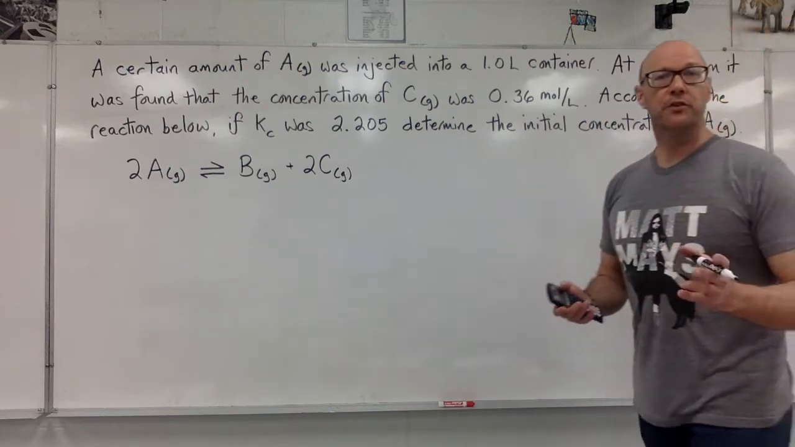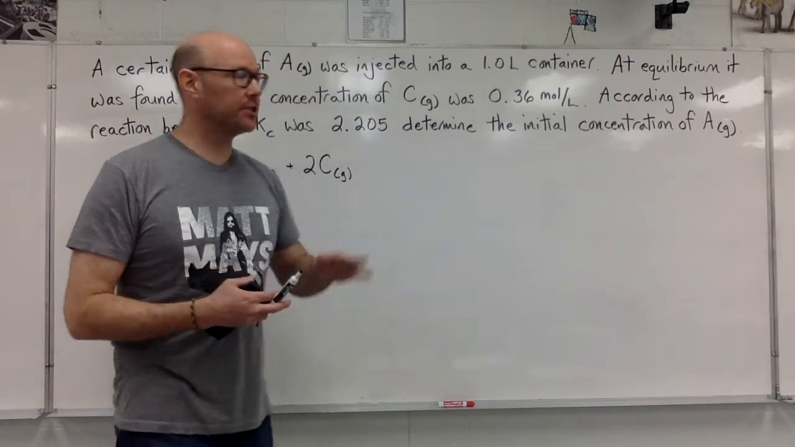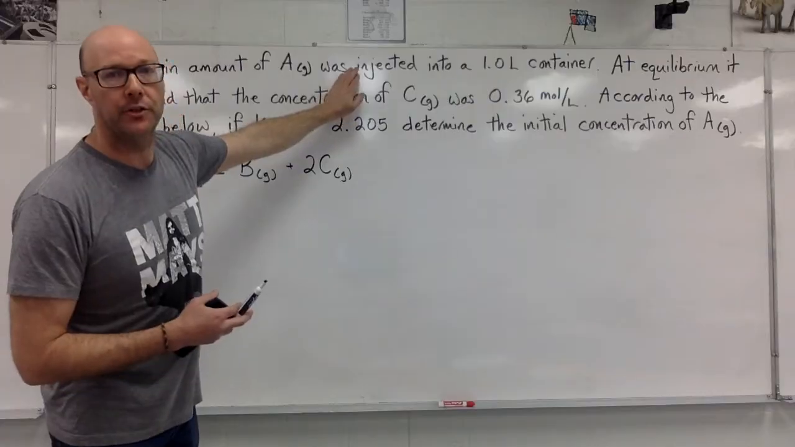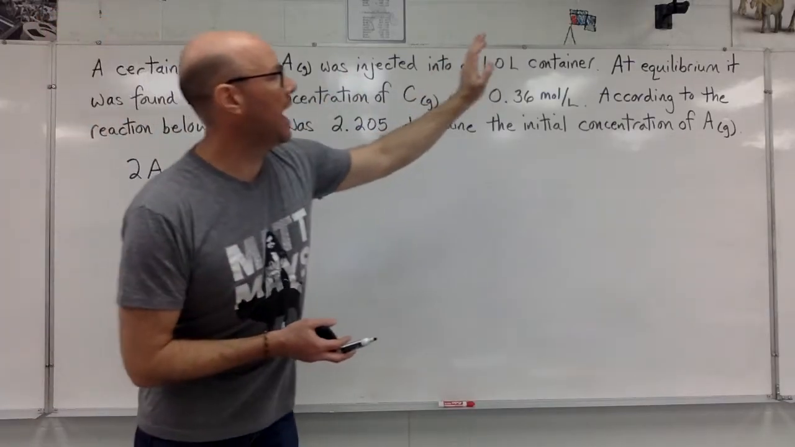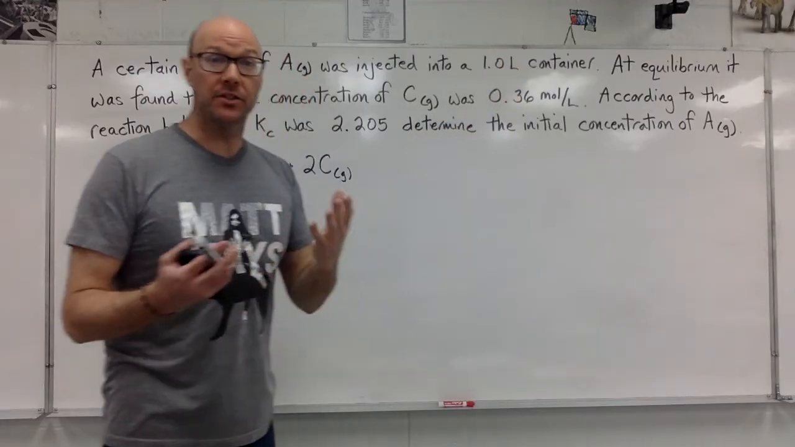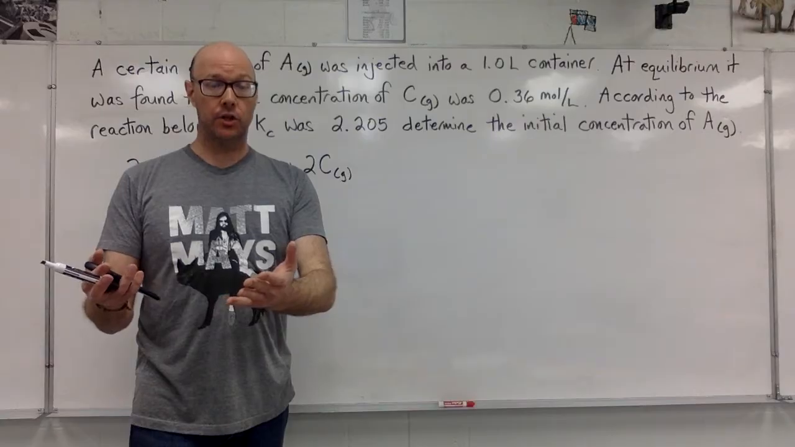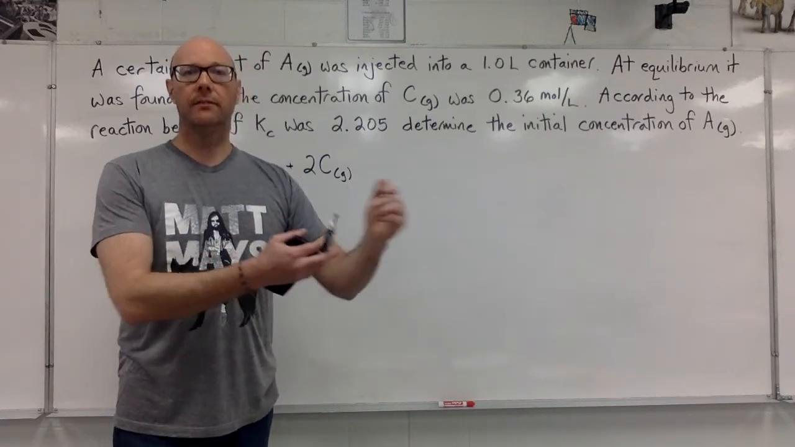So here we go. The first thing is, this is an icebox question. We have a sentence describing an initial situation. Here's our phrase, "was injected." We have a second sentence that starts with "at equilibrium." This is the telltale sign that we have an icebox question. We set it up like this: initially, some implied change occurred, and we arrived at equilibrium.